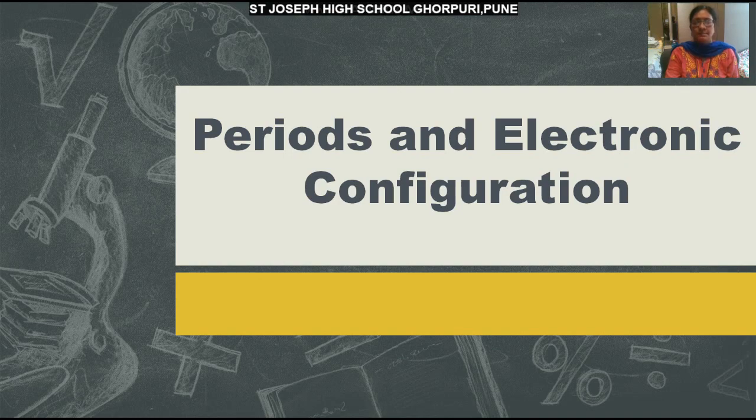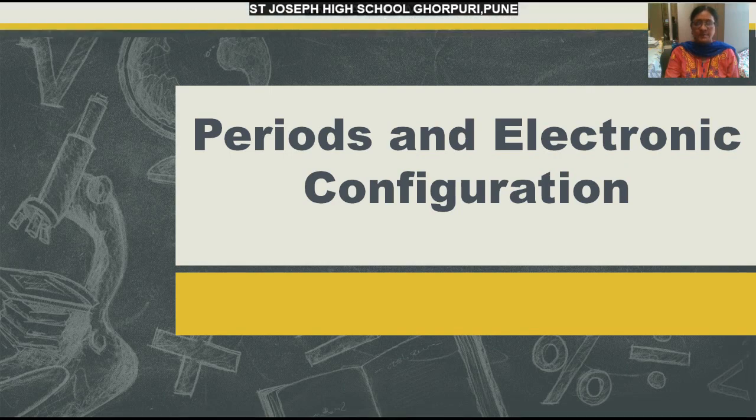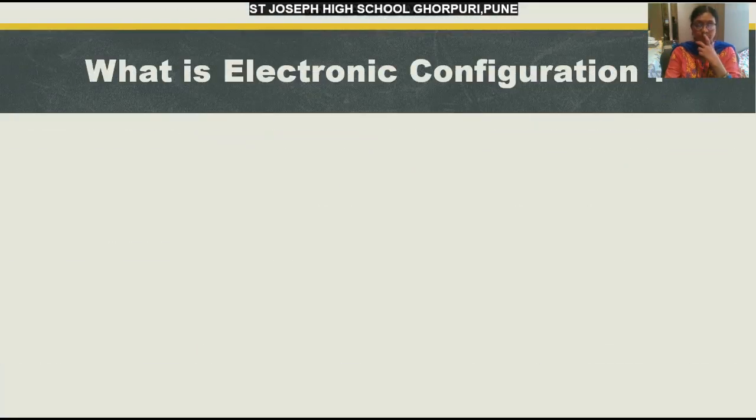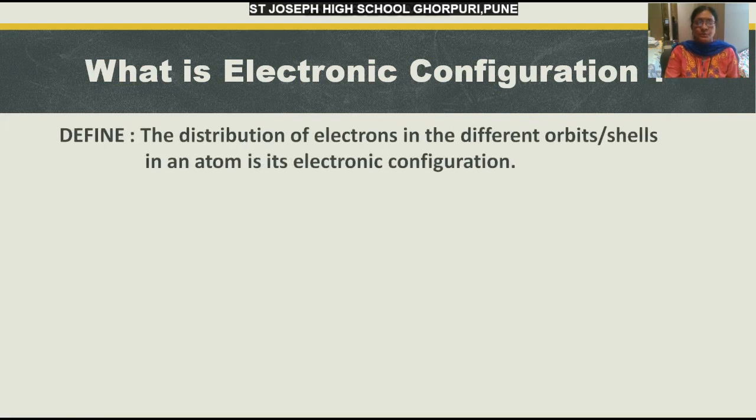Today we are going to study periods and electronic configuration. First, we'll see what is the meaning of electronic configuration. The distribution of electrons in the different orbits or shells in an atom is its electronic configuration.